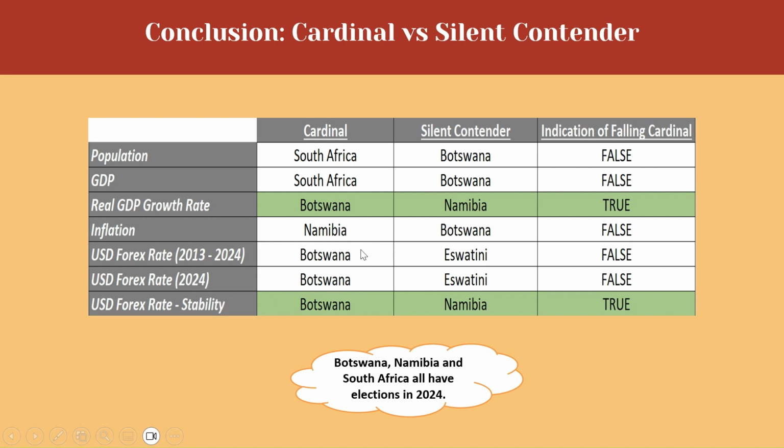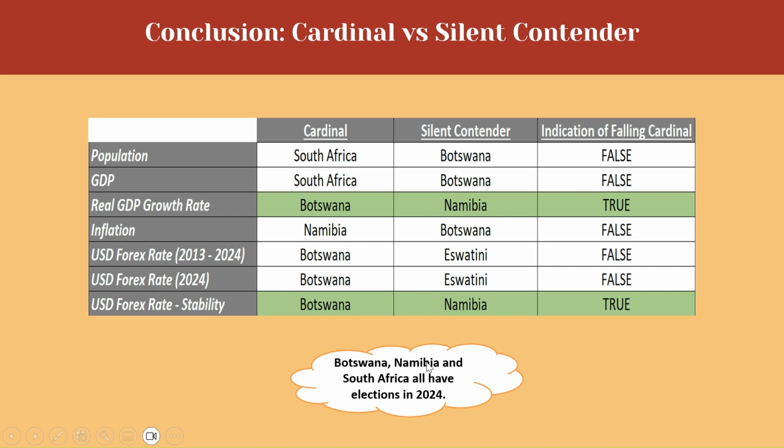Then when you look at USD forex rate for both the whole period and just 2024, Botswana was our cardinal, but it was far above the silent contender being Eswatini. So again, there's no indication of falling cardinal. And then finally, for the USD forex rate stability, Botswana had the most stable currency than Namibia, but because of the sharp reduction in the volatility of Namibia's currency, there is a likelihood that Namibia will usurp Botswana's currency anytime soon.